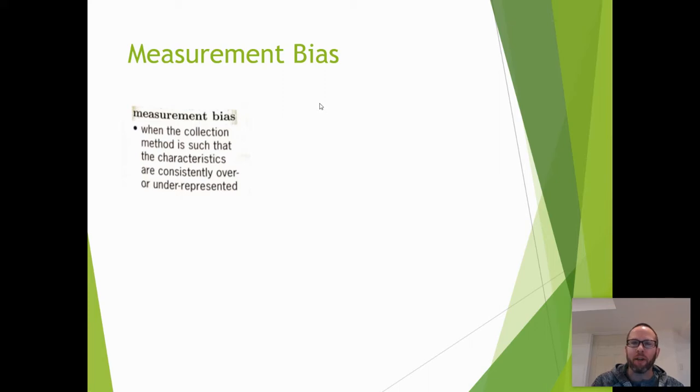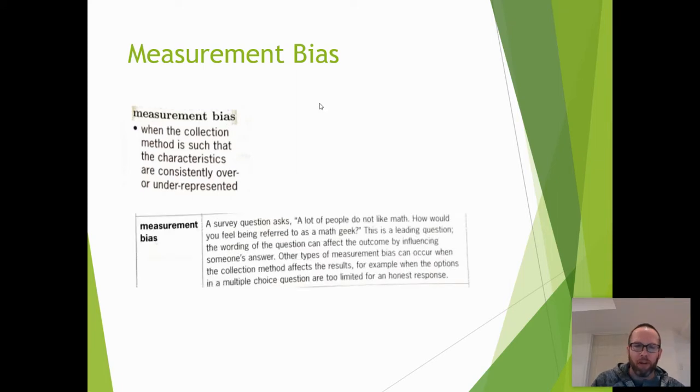If you had a scale that's not working properly, if it's maybe always giving the bigger weight or always giving a smaller weight. In the same way you want your scales to work and give you accurate measurements, you want your collection methods to give you accurate measurements, or as accurate as possible. So a typical example of this would be this survey question. So a lot of people do not like math. How would you feel being referred to as a math geek?